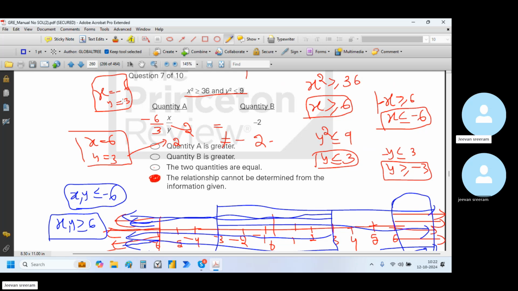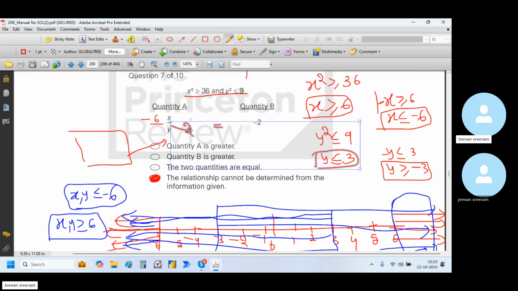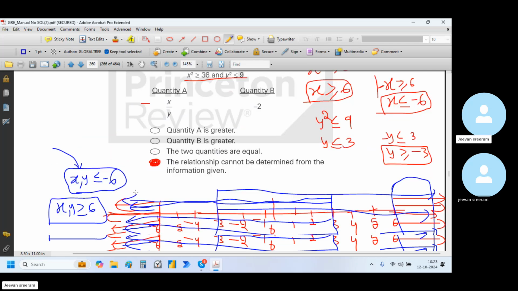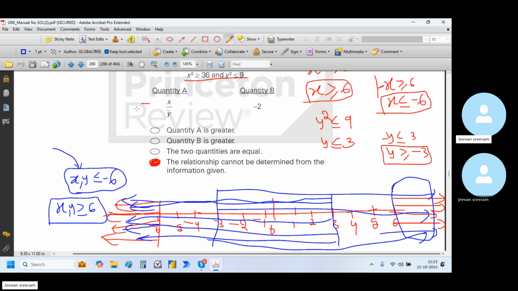Okay, the plugins we have taken are wrong then, because x is equals to minus 6, y is equals to 3 should not be taken as per the common region we have got. So let's take other plugins which favor this region. x and y less than or equals to -6.